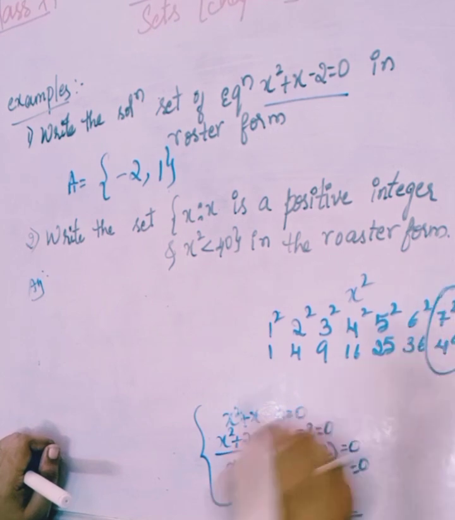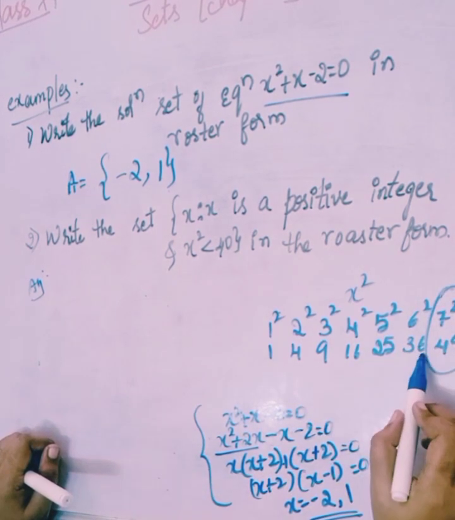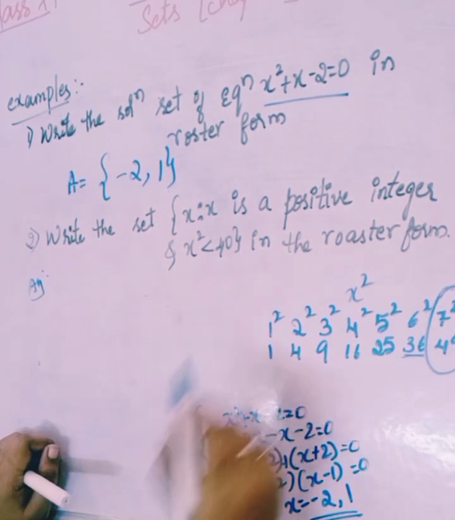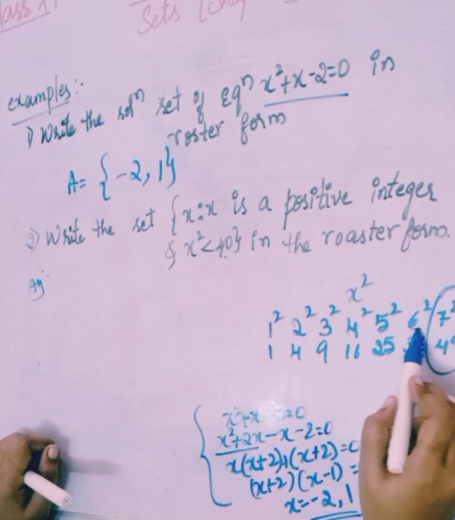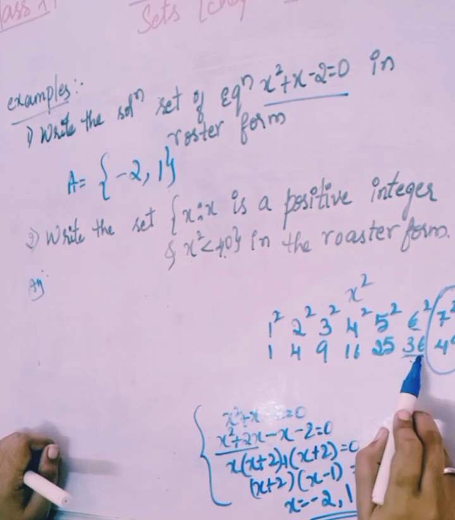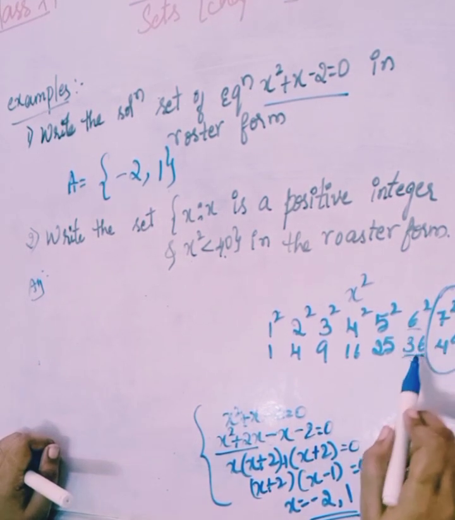So we are getting bigger. 7 square is a bigger number. So till where do we need to write? Till 36. We can say x square is less than 40. That means the square of any number is less than 40, so we are getting way less than 40. That is, 6 square is 36.